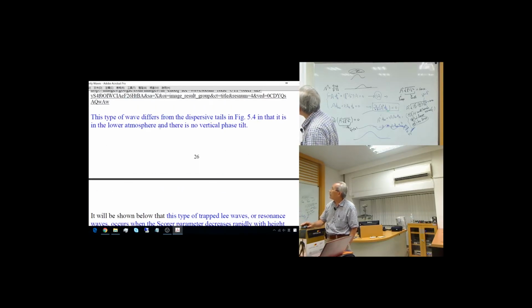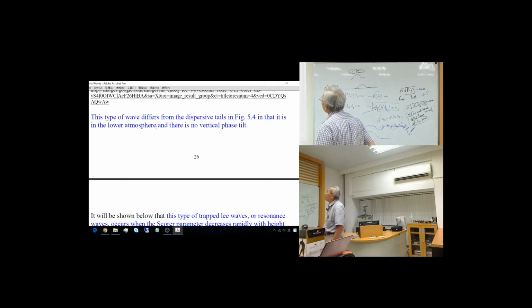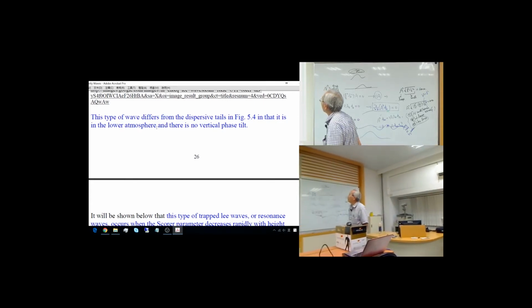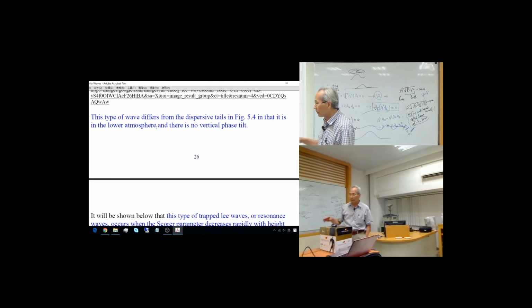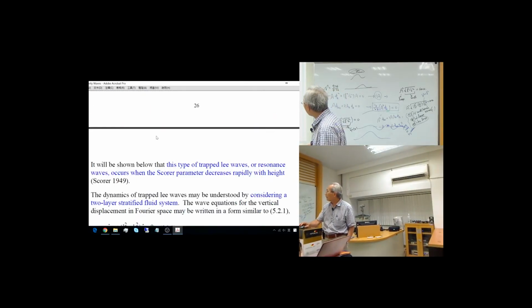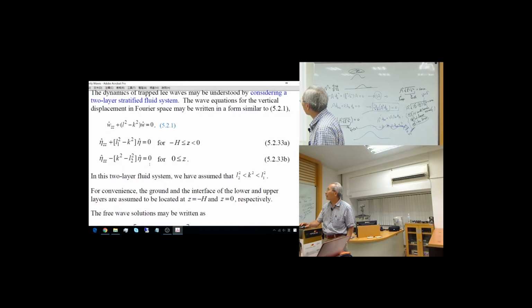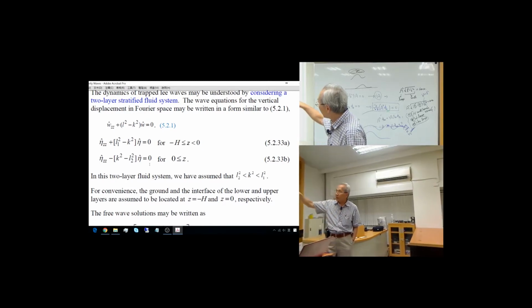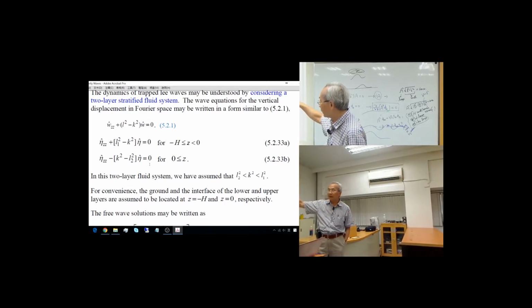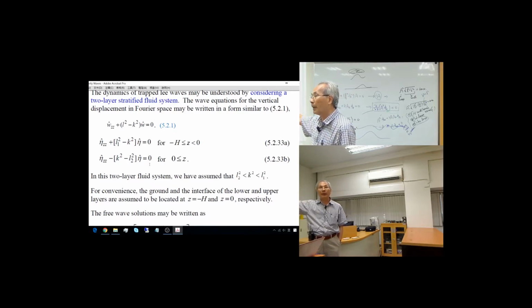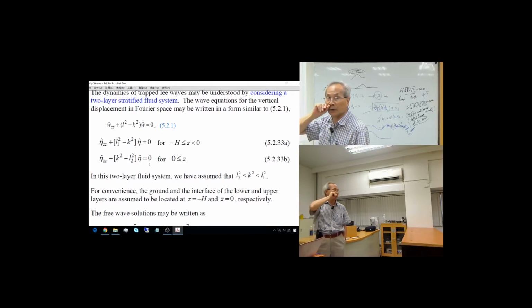This type of waves differs from the dispersive tails in figure 5.4 that we showed this morning. It's called this because of resonance. I go quickly because we don't have time to go into the details of this mathematics. But since you already have the notes, you can read them, and for your questions you can contact me, even after I go back to the stage.